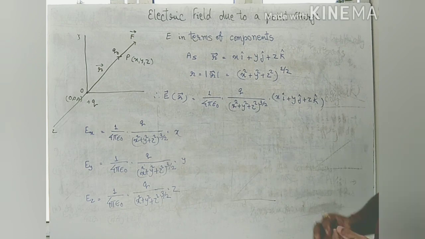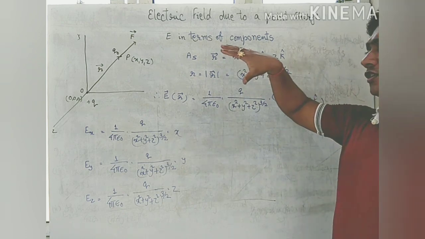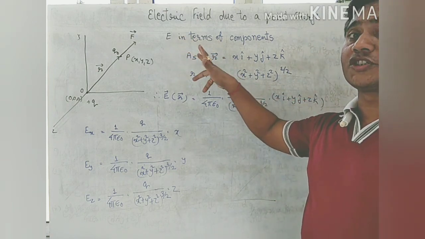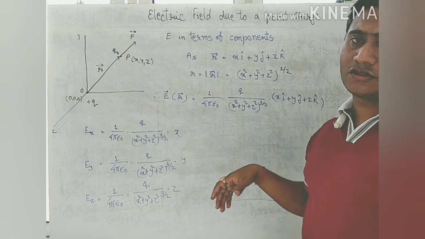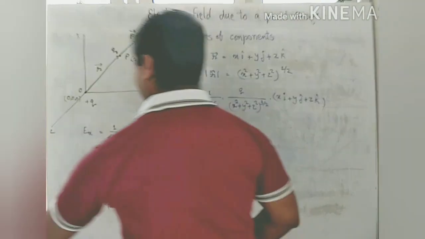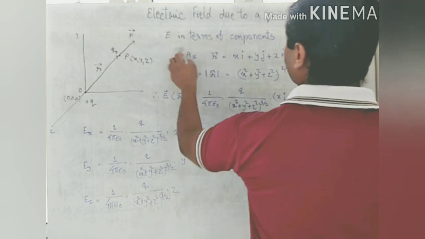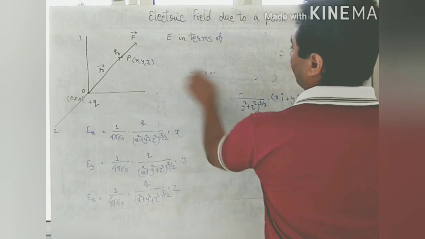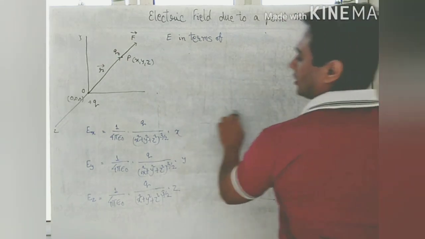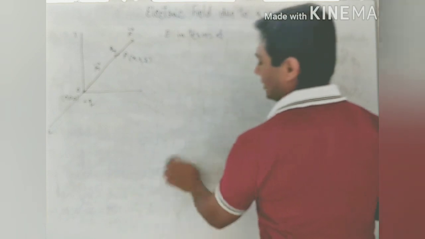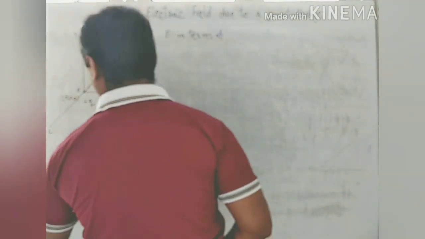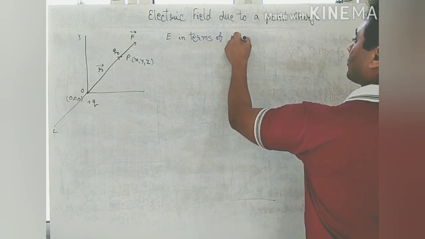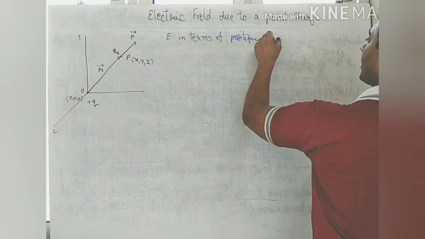Now see, if we are asked for the electric field intensity expression in terms of position vector, how can we express that? How can we give the expression for that in terms of position vector? So E in terms of position vectors now. Let's have that also, and that will be the last of today's proceedings. E in terms of position vector.